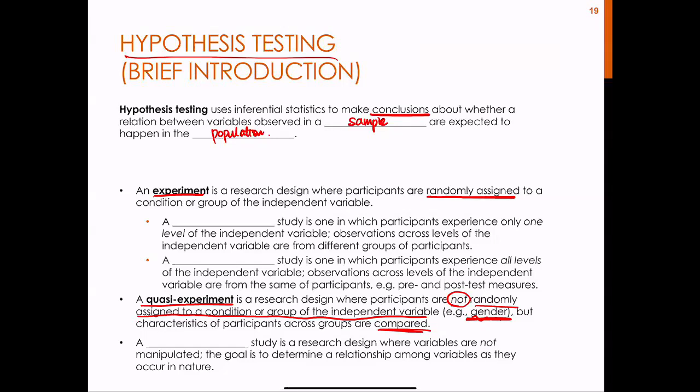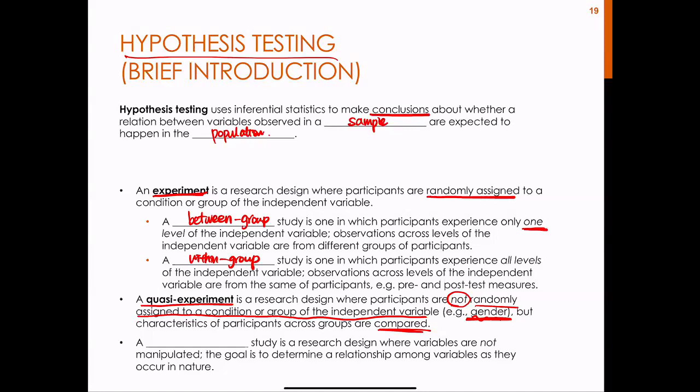Back to the experimental design, we have two different designs: the between group study or the within group study. First, the between group study is one in which participants experience only one level of the independent variable. Observations across levels of the independent variable are from different groups of participants.